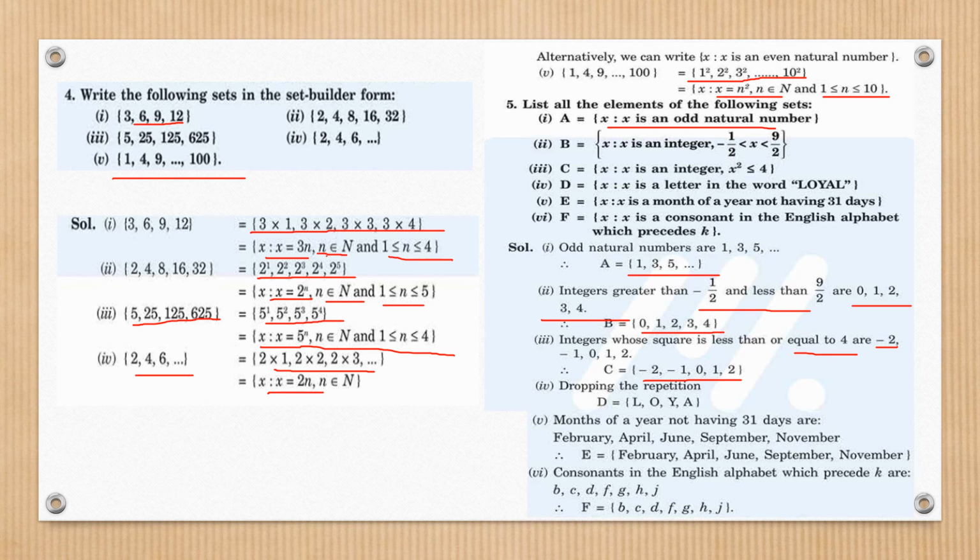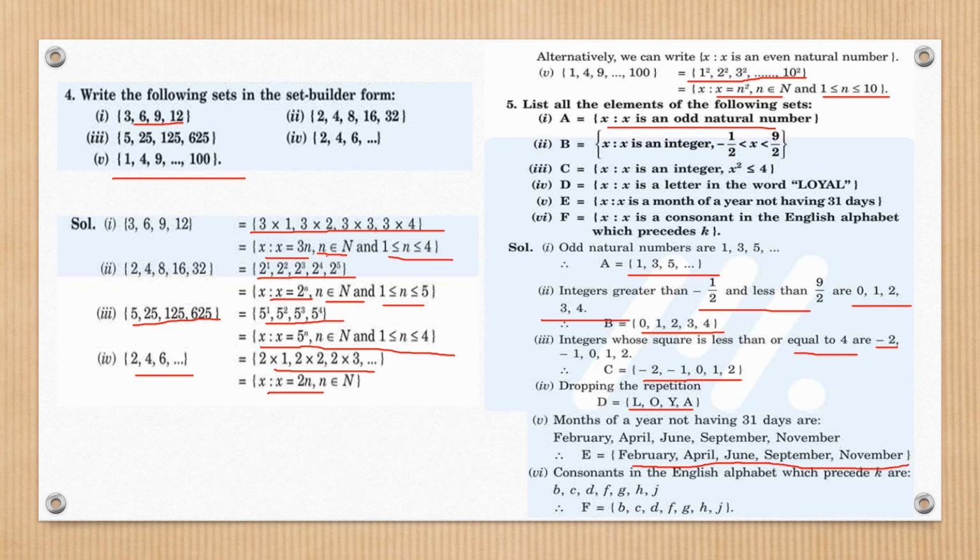Okay, next is x is a letter in the word LOYAL. So LOYAL is having L repeated, so I'll take L, O, Y, A. X is a month of the year not having 31 days. So let's see which months do not have 31 days. Like February, April, June, September, November will be there.